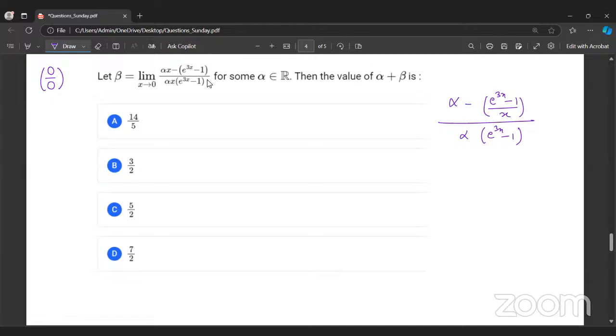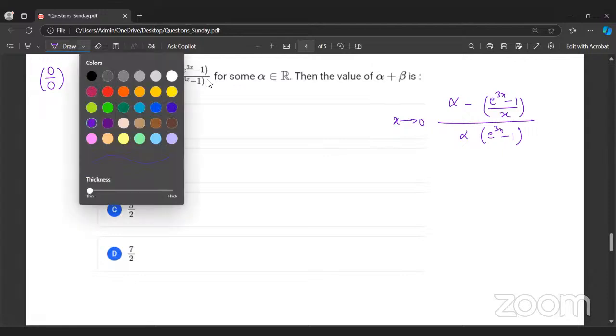Now it's solved, right? Just make your x tend to 0 and you will get your answer. Everyone? No? Okay, no worries. We can do it.